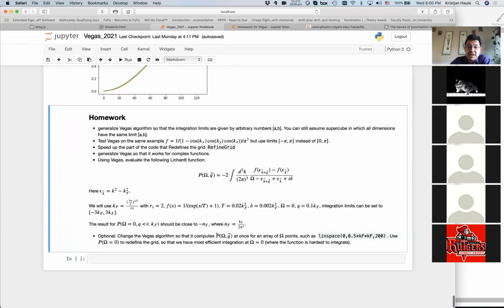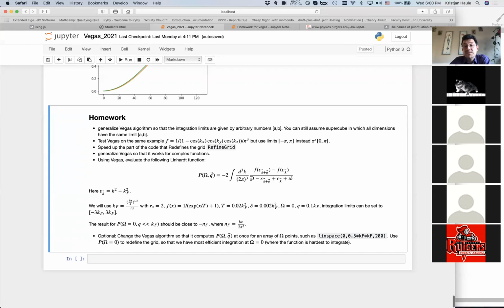Because if you use one of the libraries, you cannot do that. You have to run the Vegas algorithm for every omega. I don't know how else you would do it. You need to do it for every omega. Now, you have some insight or idea about this polarization function.